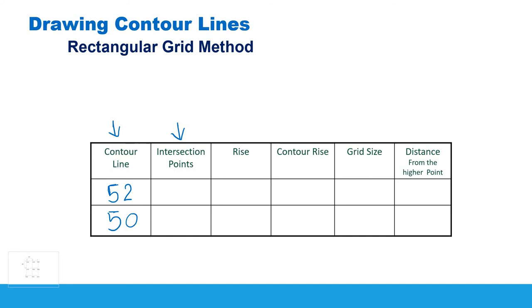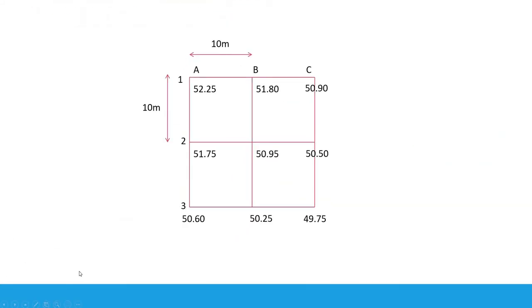The next column is the intersection point. The intersection point is just the point as we have just seen here. So if I aim to draw the contour line of 52, I will come here and look between each two nodes. This node is A1 and this node is B1. I will check: do I have 52 between these two nodes? In this case, I started from 51.80 to 52.25, so I have 52 between them. So between A1 and B1, I have a contour line of 52 somewhere here. This is what we are going to calculate now, the exact location of the contour line.